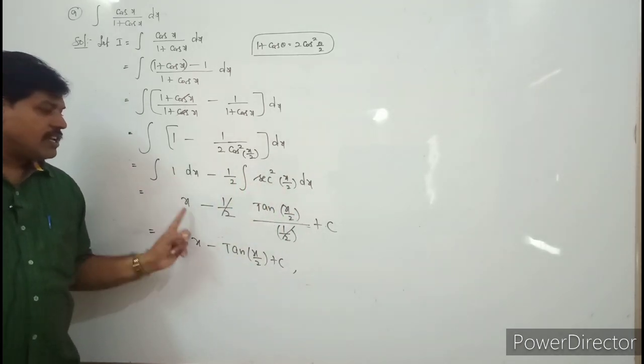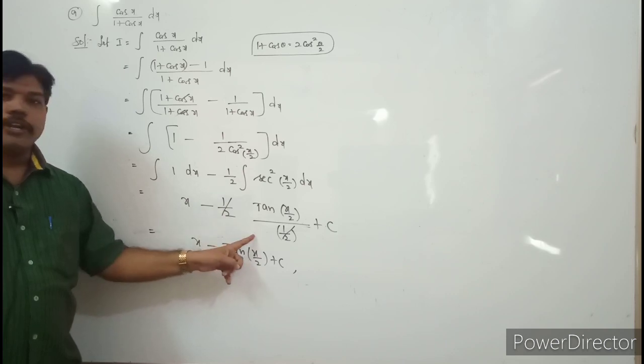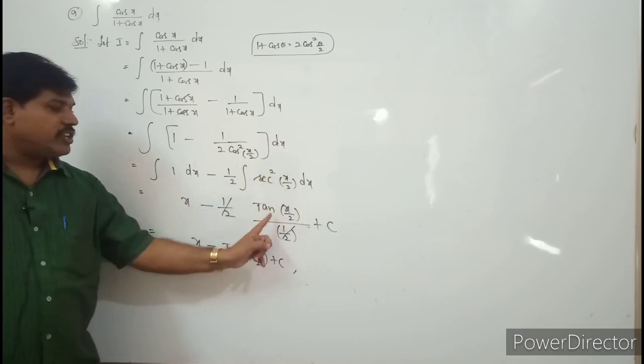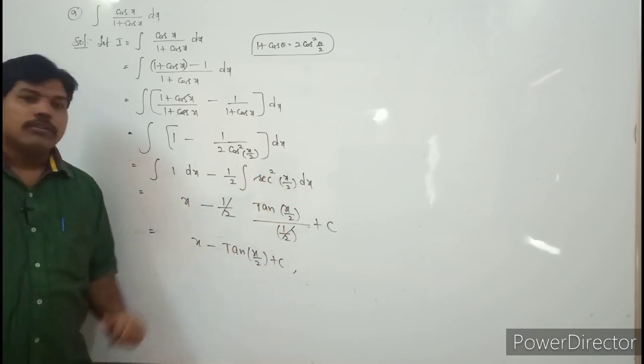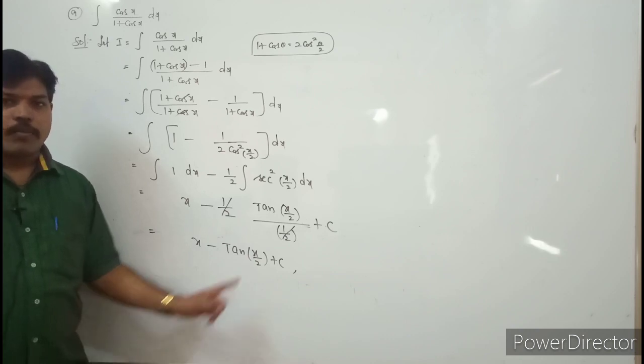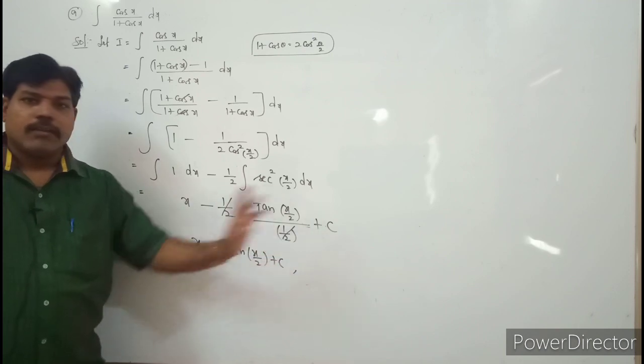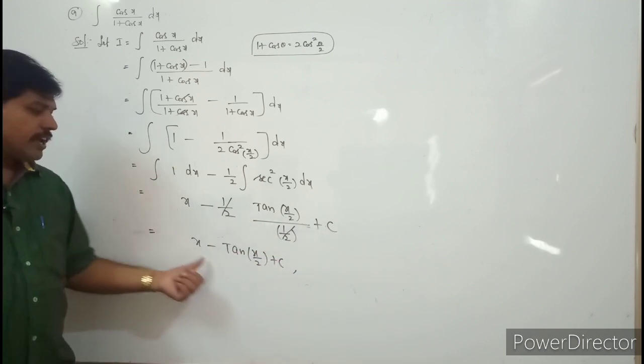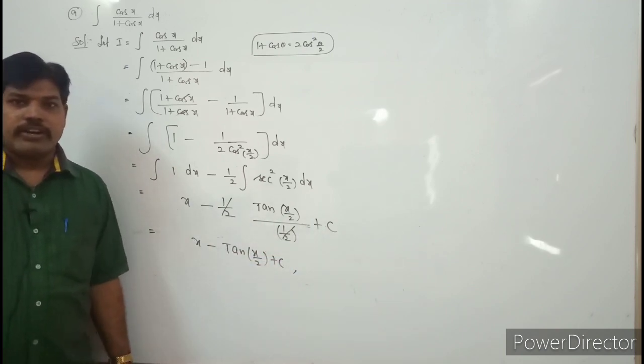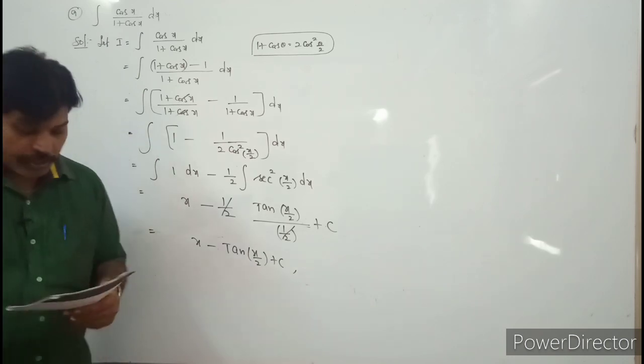So the integral of 1 is x, minus 1 by 2 into the integration of secant square x by 2, which is tan x by 2. Under x by 2, the derivative is 1 by 2 in the denominator. 1 by 2 and 1 by 2 will be cancelled. You will get plus c. So x minus tan x by 2 plus c. Do you understand, students? So see the next question.